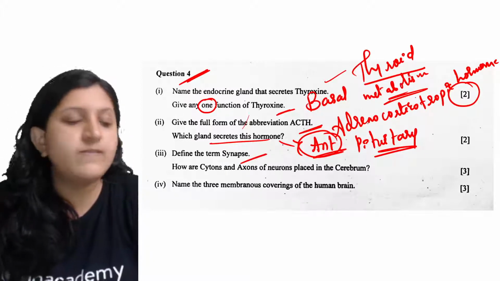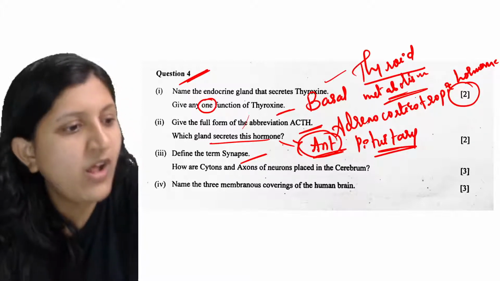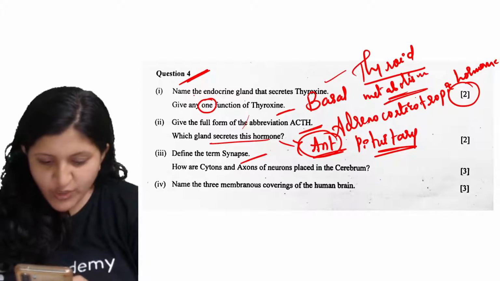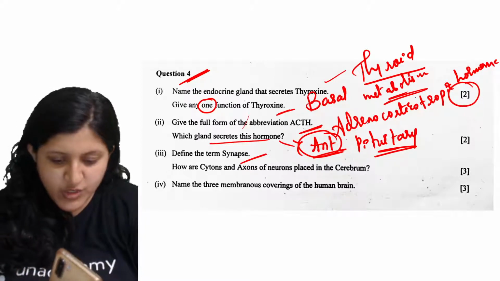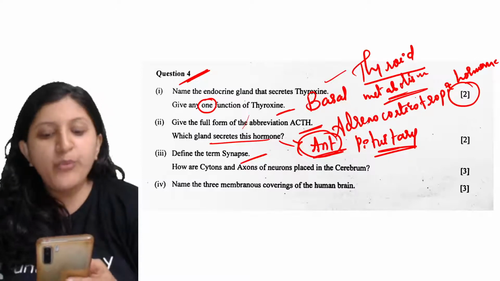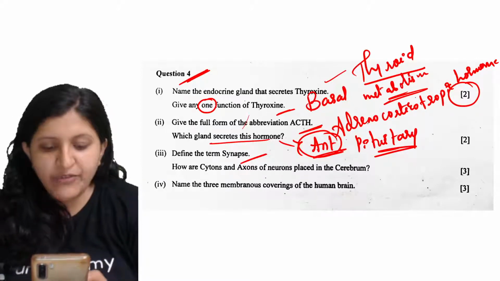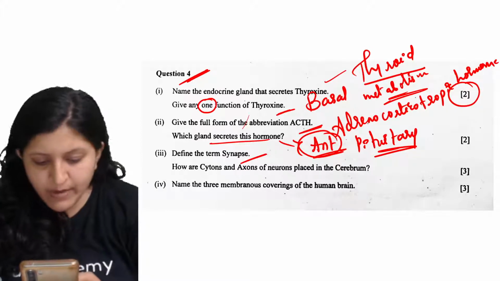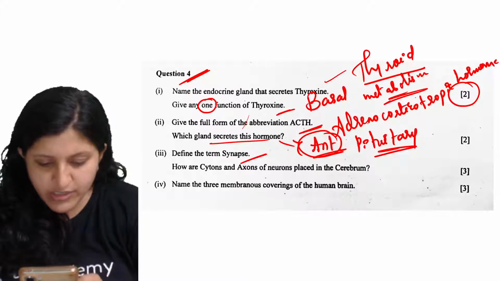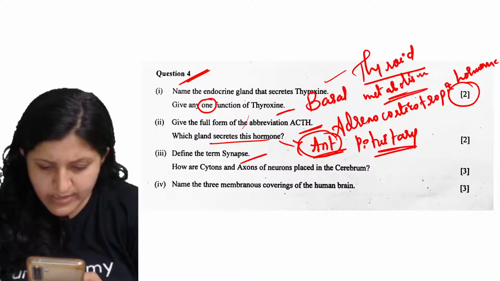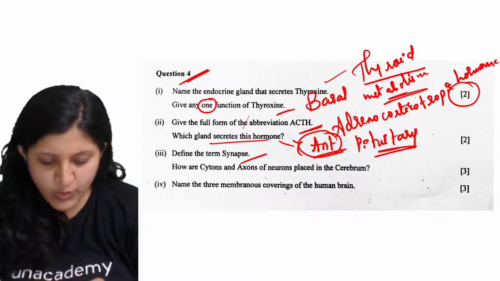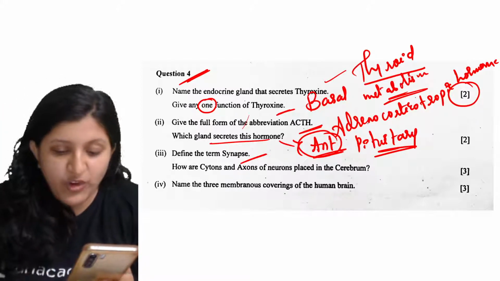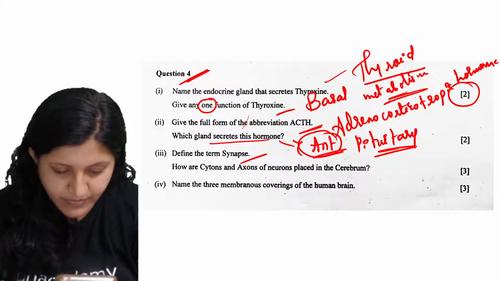So define the term synapse. Okay, so already you have written. Synapse is a point of contact between the terminal branches of the axon of a neuron with the dendrites of another neuron with a fine gap in between them. Yes, that's right. Okay, so synapse is a point of contact between 2 neurons. So Akshay has written only that much. It is a point of contact between 2 neurons.